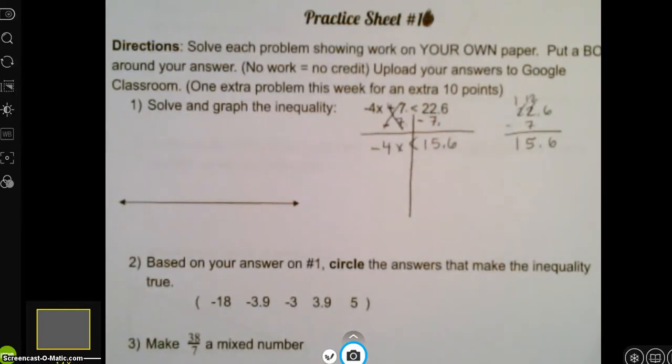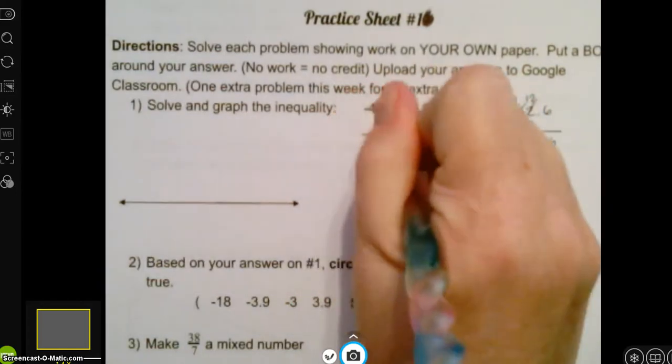Okay, so the next thing is a number next to a letter means a multiply. To get rid of a multiply, we divide, and remember we divide by whatever we see in front of the letter, which is a negative 4, so that's what I'm going to be dividing by.